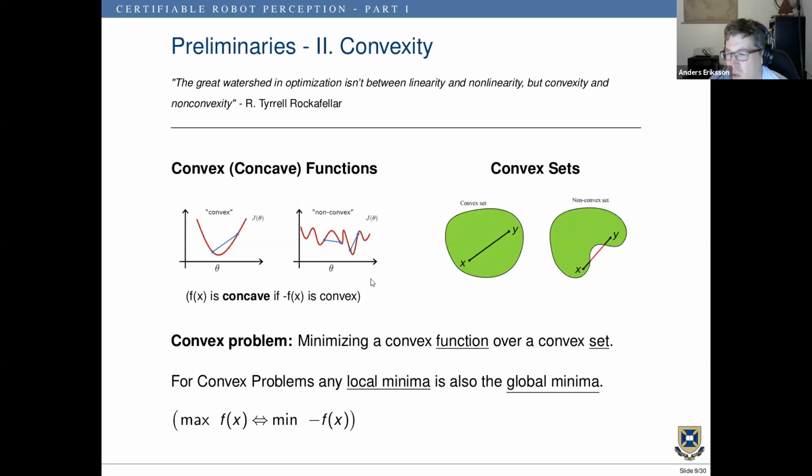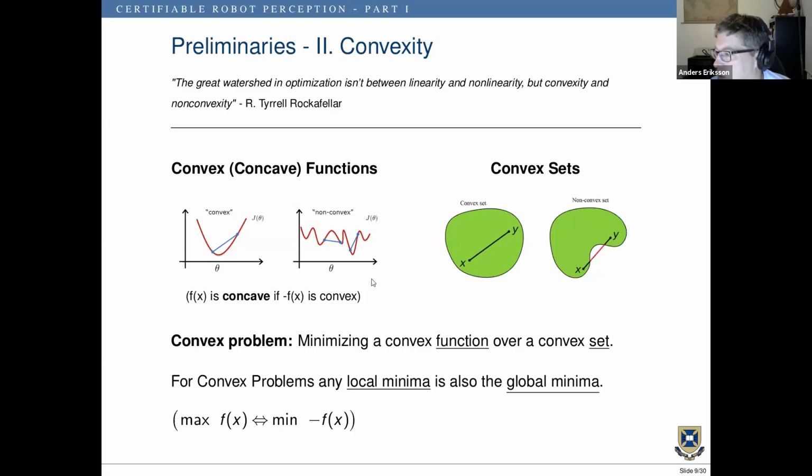You also sometimes talk about concave functions. The definition of that is basically f of x is concave if minus f of x is convex. So sometimes you use these two terms a little bit inconsistently perhaps, but sometimes you talk about minimizing a convex function, and sometimes you talk about maximizing concave functions, but they have the same property because you can turn one into the other.